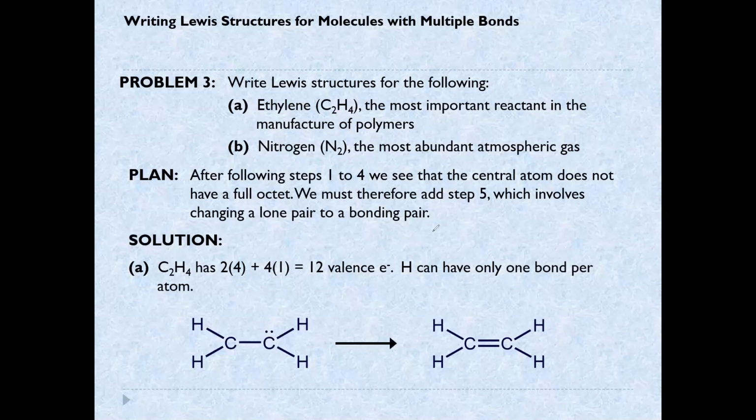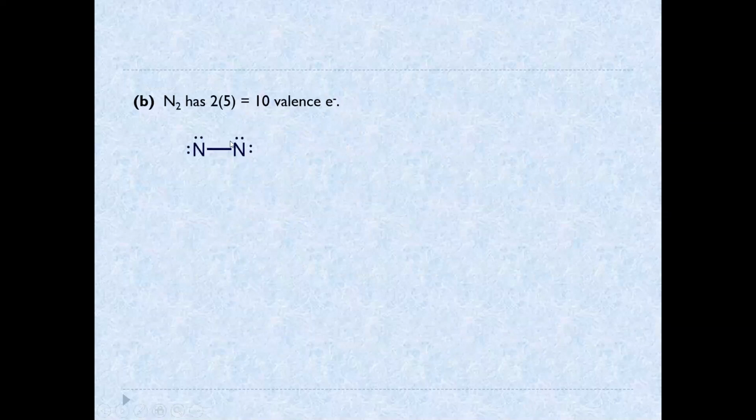Let's look at the second example, which is nitrogen. Nitrogen has 10 valence electrons, so maybe I should not even draw it yet. So we have two atoms of nitrogen. So how many valence electrons? This one has five, this has five. So you have 10 valence electrons.